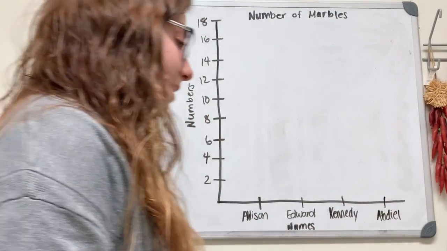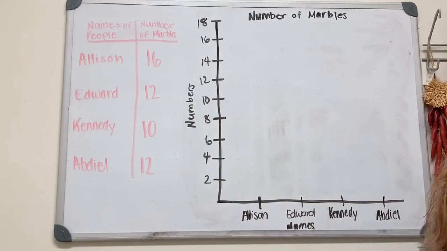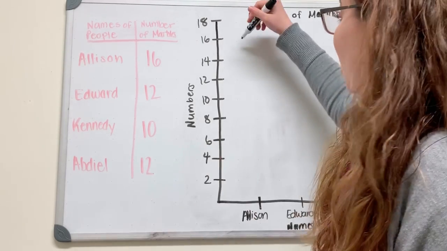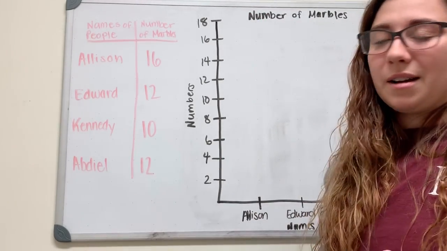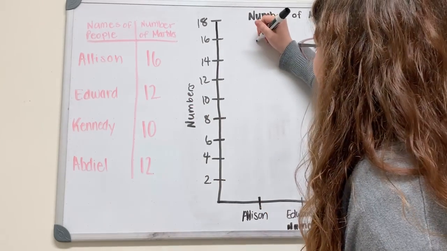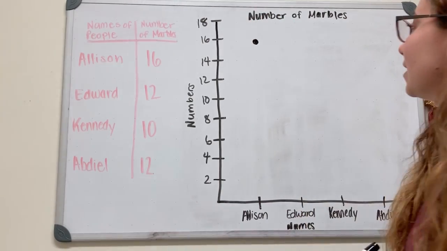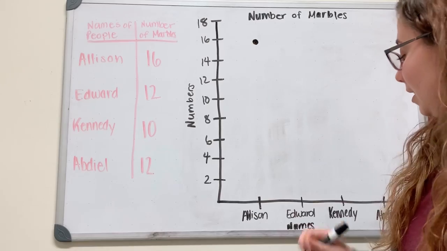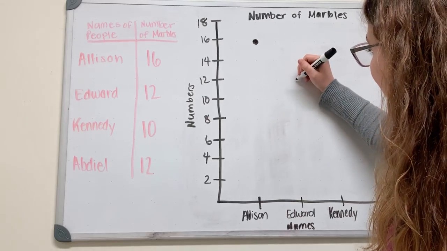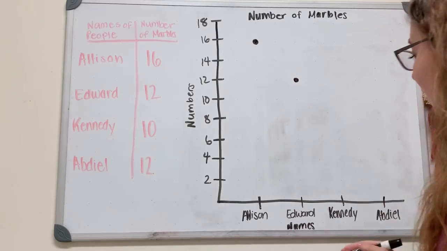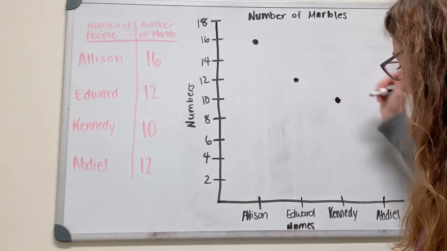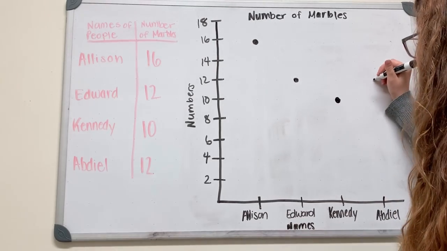Okay, so now we have the exact same setup as we did with the bar graph. Now this time, instead of making lines or bars at the top when I get to the number, I'm just going to put a dot. So first we have Allison. She has 16. Edward has 12 marbles. Kennedy has 10. And Abdiel also has 12.